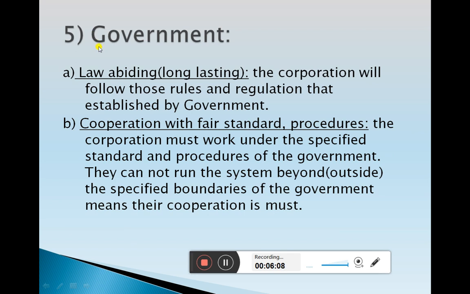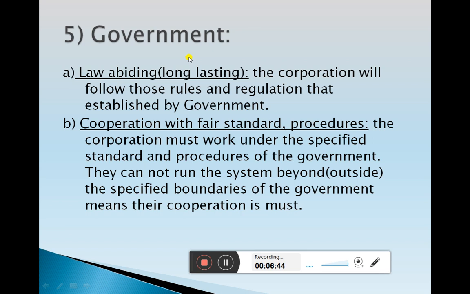Now the next stakeholder is the government. Government is your external stakeholder, but the government is directly linked with your organization, with your business. The government's influence on your organization is direct. Let me give an example. Suppose I want to start a new setup, I want to launch and inaugurate a new setup.